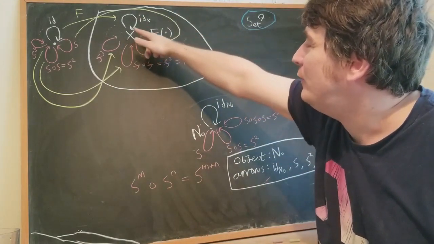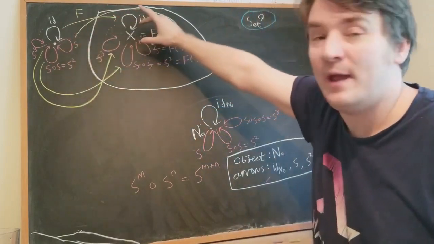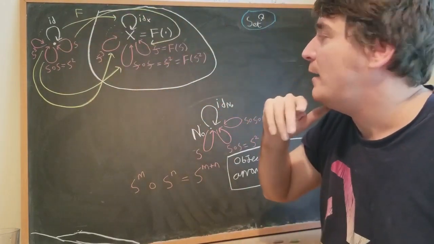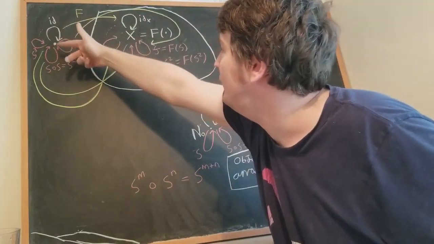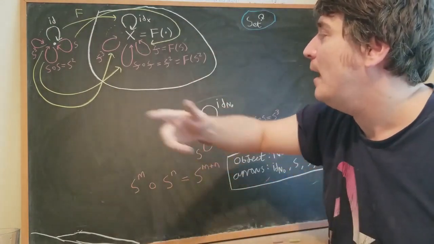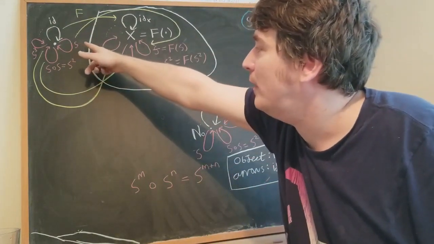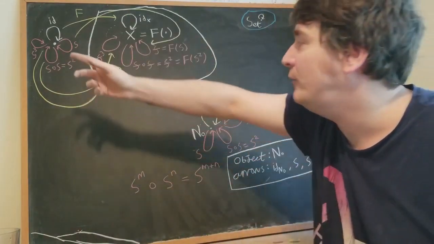So let's say it sends it to a set. So let's say our functor sends this dot to a set X. And of course, being a functor, it has to send the identity arrow of this object to the identity function of that set. Now, what's it do to this non-identity arrow S?